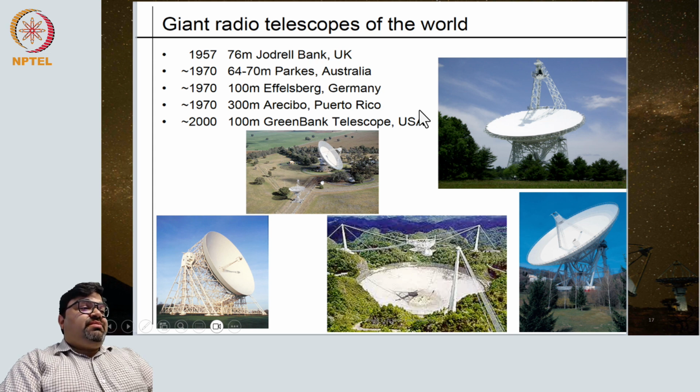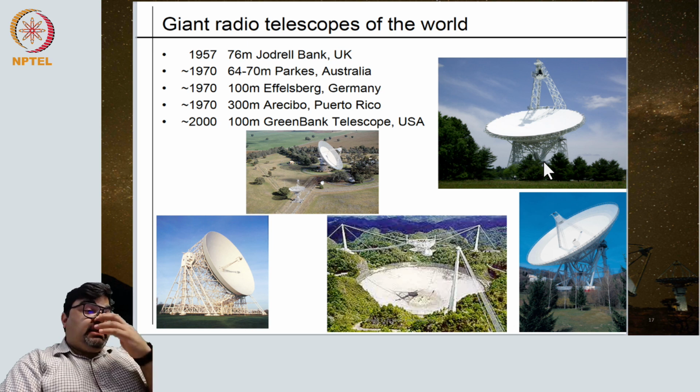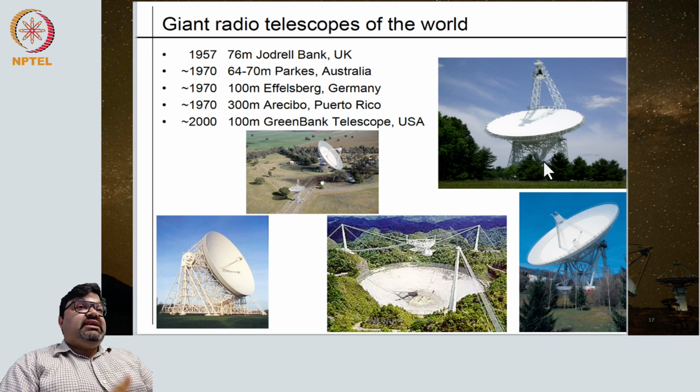Then the Effelsberg telescope, a 100-meter class telescope, on your right lower panel. And then finally the 300-meter telescope Arecibo in Puerto Rico, built in the 1970s, 300-meter, the largest telescope built at that time. And the Green Bank telescope of 100 meters, a fully steerable telescope, which is also very important. And we will take the reference of this to discuss a lot of concepts of single dish observations as we proceed through the weeks.